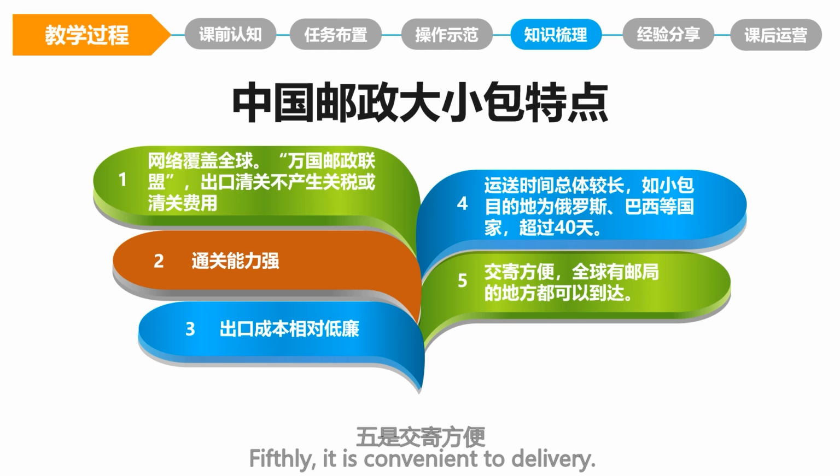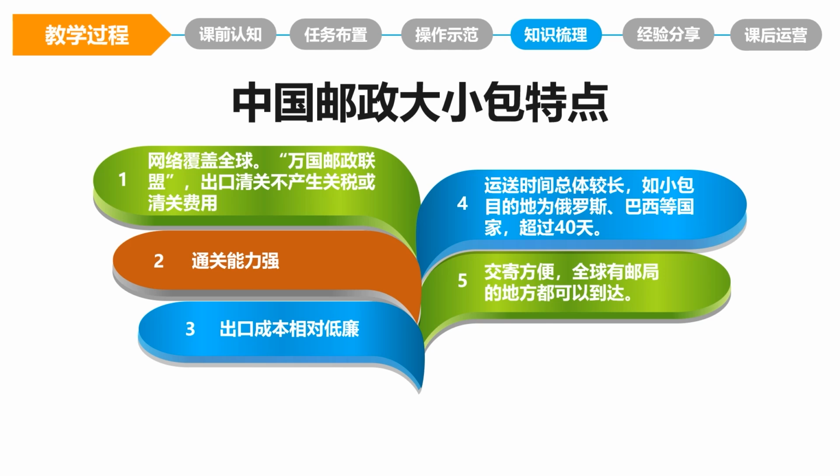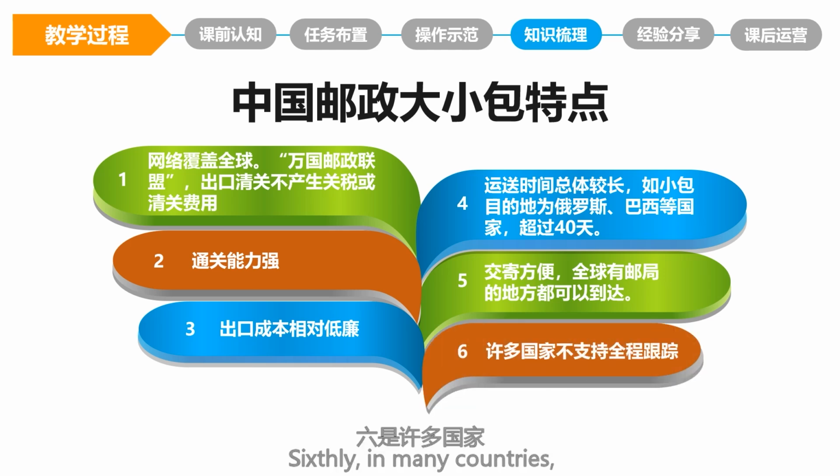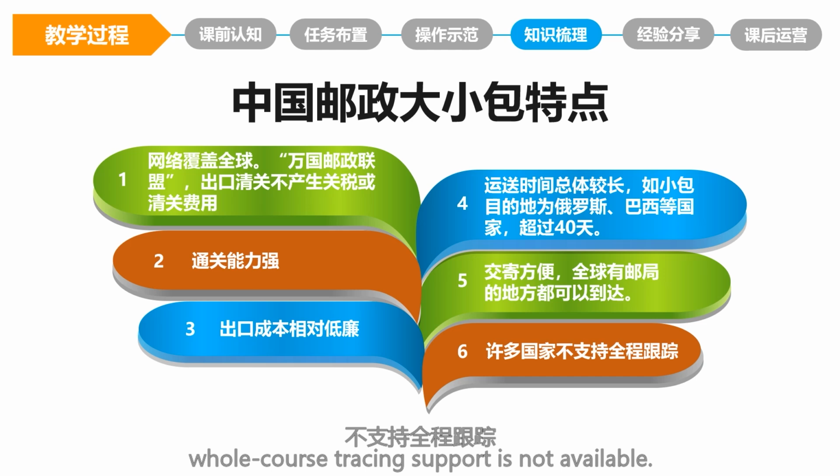Fifthly, it is convenient to deliver. It can reach any place in the world where there is a post office. Sixthly, in many countries, whole course tracing support is not available.